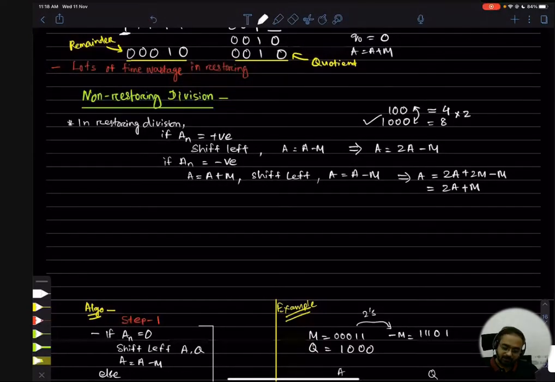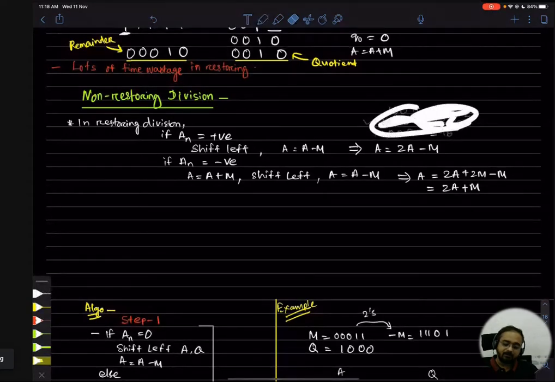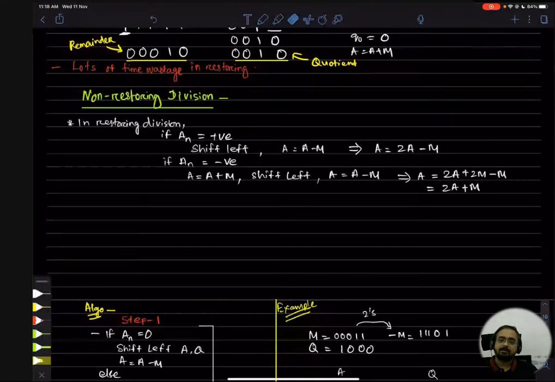So whenever you do a left shift on this number as well, you are multiplying it by 2, that means 16. So 8 multiplied by 2 is equal to 16. This is the concept. When you shift to the left one time, it is multiplied by 2. That's what we have done here.